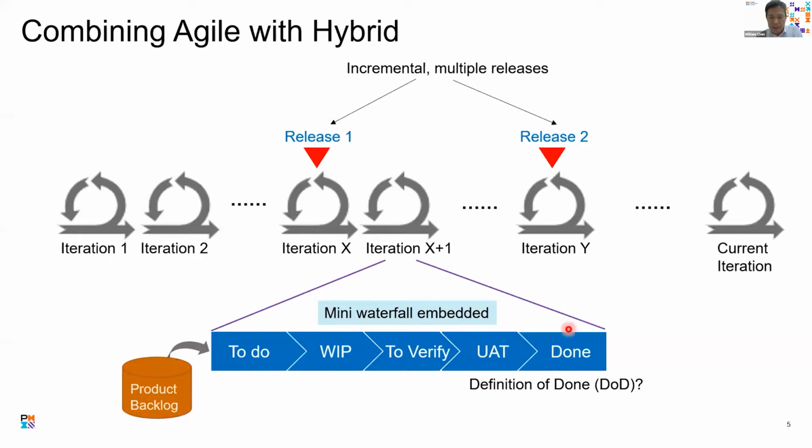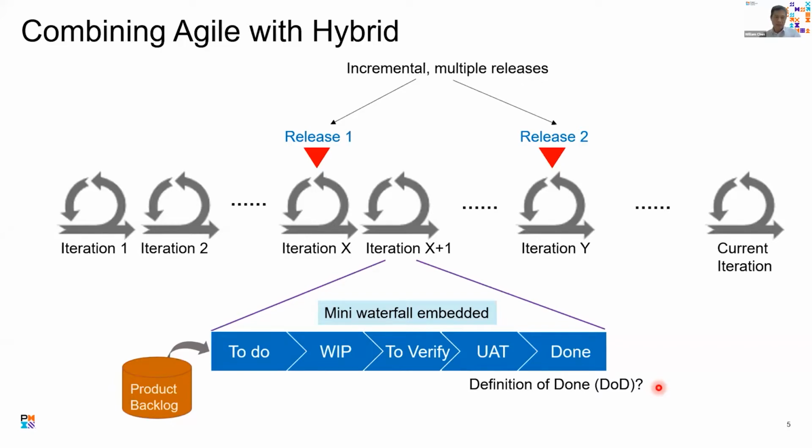And then at the end, it's done. So in this kind of approach, done means what can be used by the real end customers. So this cycle goes from to do, to work in progress, meaning design and development, to to verify, meaning testing, and UAT, which means another round of testing by the business people. So this whole concept is really waterfall.